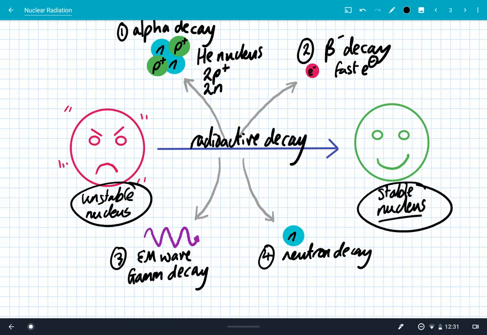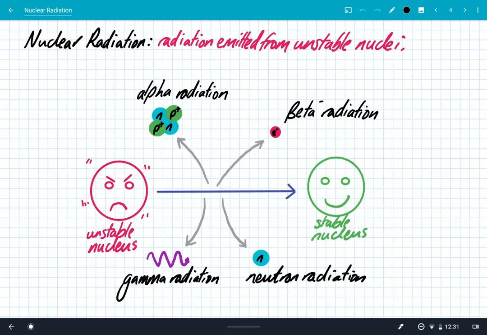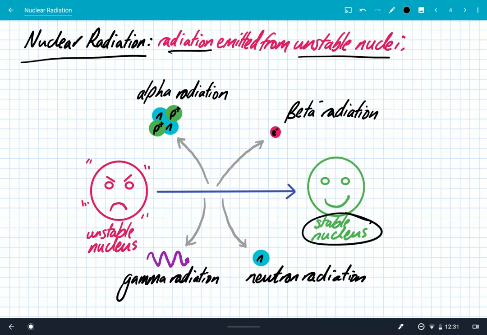So, if we just summarize that, nuclear radiation is radiation emitted from unstable nuclei, enabling them to become stable. And there's 4 ways: alpha radiation, beta radiation, gamma radiation, and neutron radiation. In another video, we're going to look at each of the properties of each of these different types of radiation, because you do need to understand them in a lot of detail.